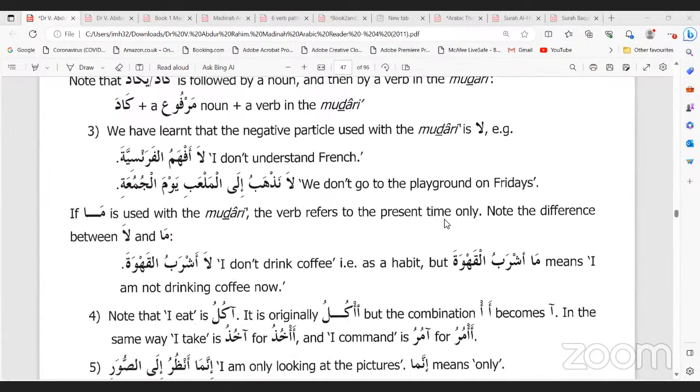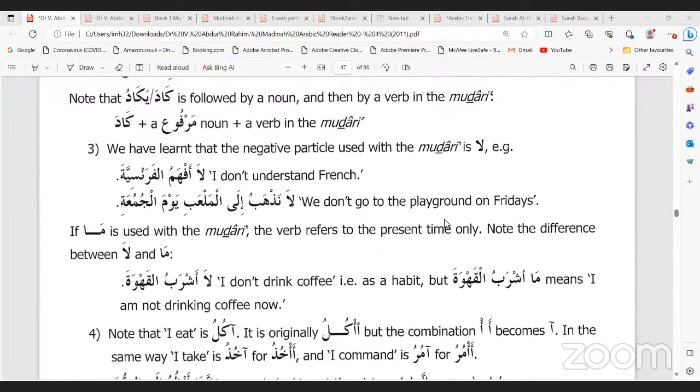Okay. Number 3. We have learned that the negative particle used with the Mudare is la. For example, la afamul franciyata, I don't understand French. La nazhabu ilal malabi yomul jumati, we don't go to the playground on Fridays.